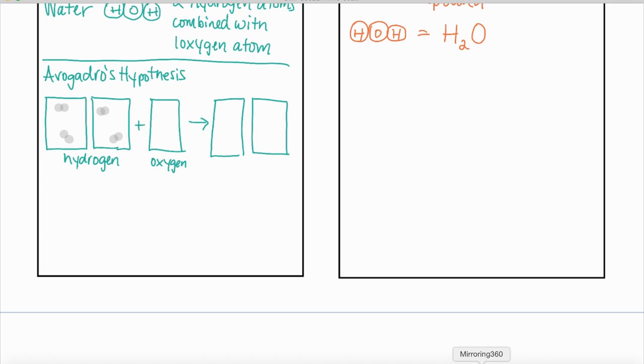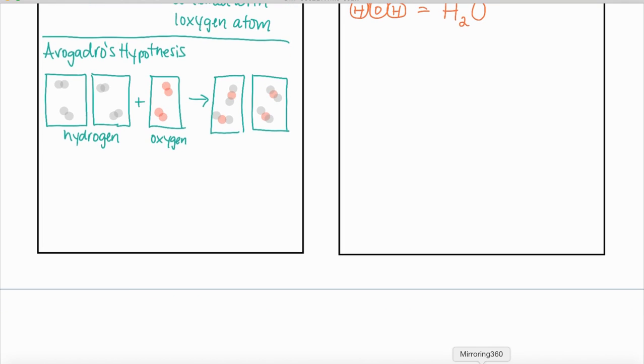due to their size. And remember, in Avogadro's hypothesis, we want to show that these 2 volumes of hydrogen and 1 volume of oxygen are going to give us 2 volumes of water. And the only way that that's going to be possible is if we have 2 atoms of hydrogen and 2 atoms of oxygen in each of these. Now, let me label this as water vapor.